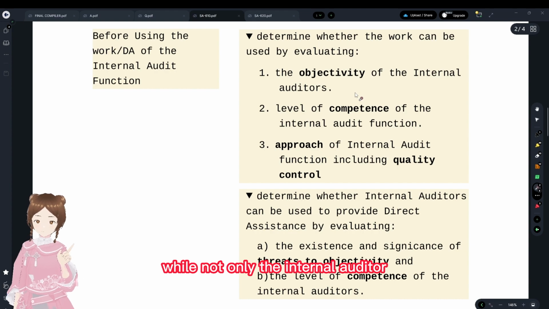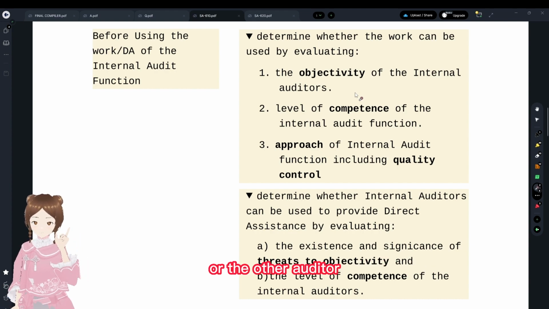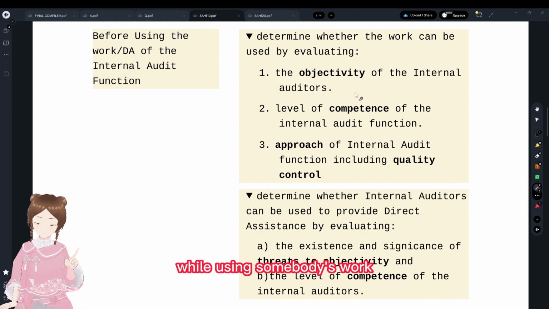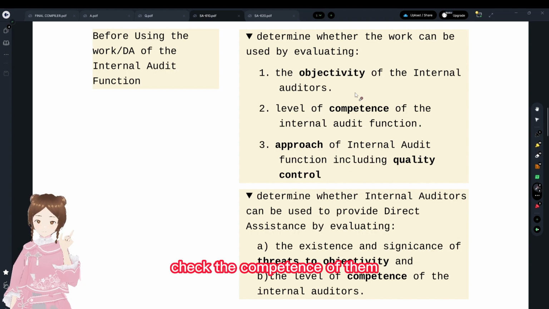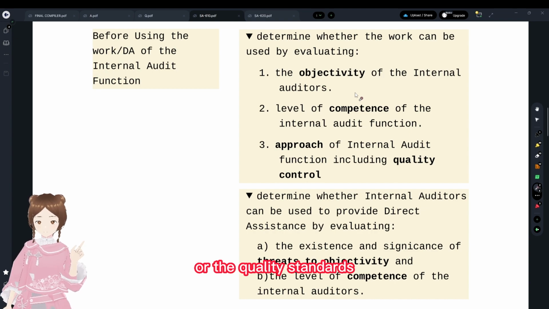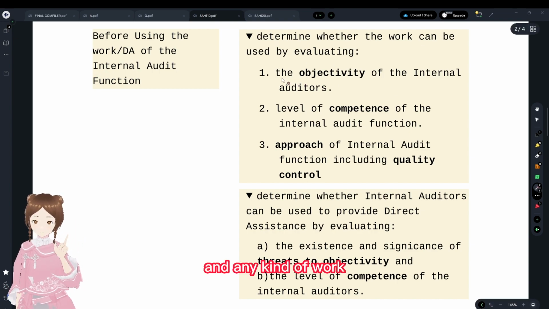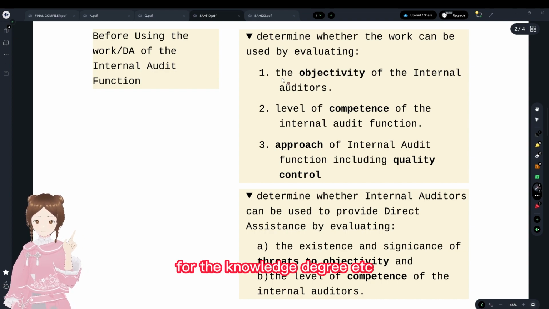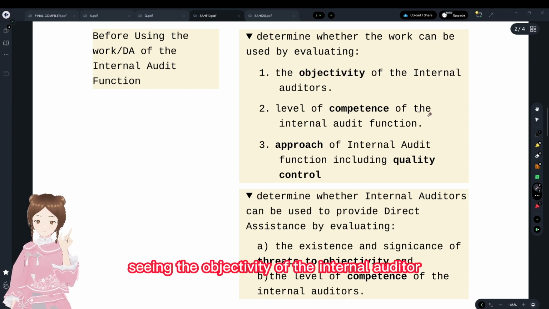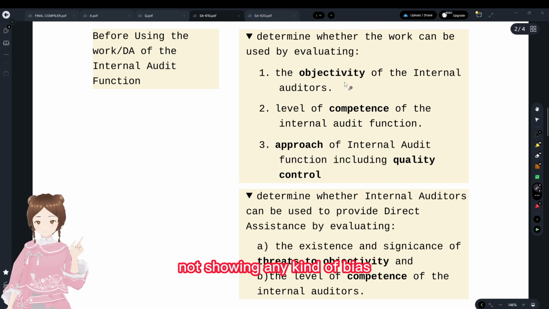Not only for the internal auditor, but while using the work of a management expert, another auditor, or any kind of auditor's expert, while using somebody's work, what do we check? We check their competence, their objectivity, their ethical values, the quality standards they were following, and any kind of work or knowledge degree. We'll check that. And here we are seeing the objectivity of the internal auditor, and objectivity means not showing any kind of bias.